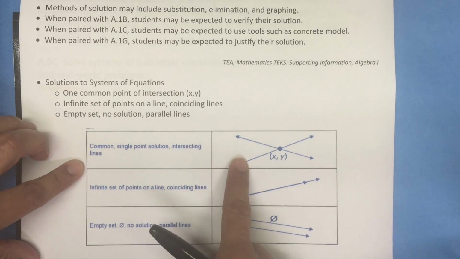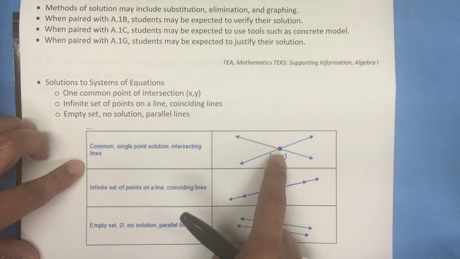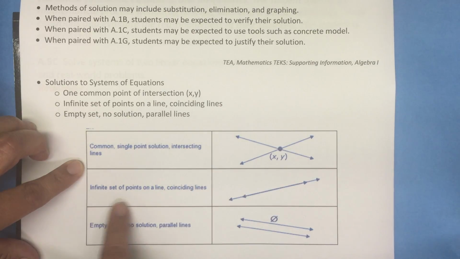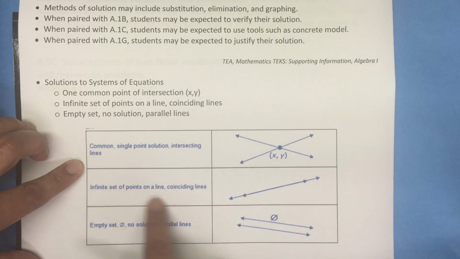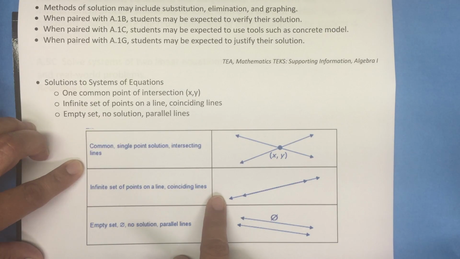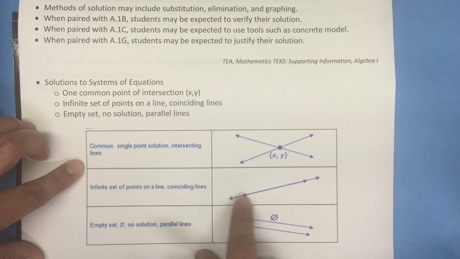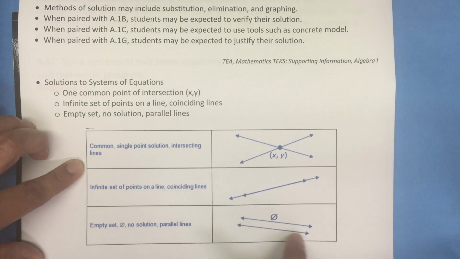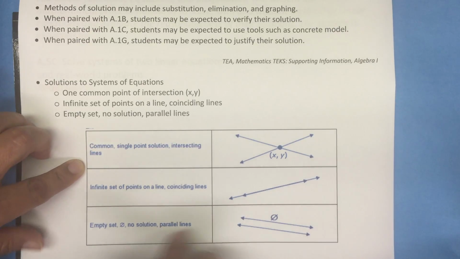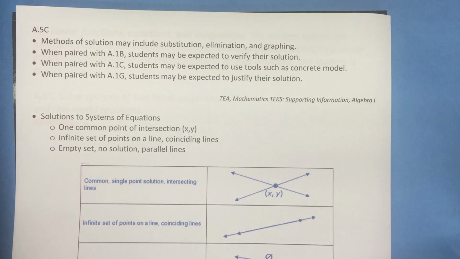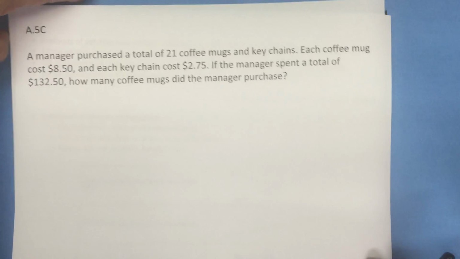So here's a visual example of one solution, the intersection being the solution to the system. Here's a visual representation of an infinite set of solutions, so the two equations are the same line, or coinciding lines, or the empty set solution, which is two parallel lines that will never intersect, so there will never be a solution. So here's an example for this problem.